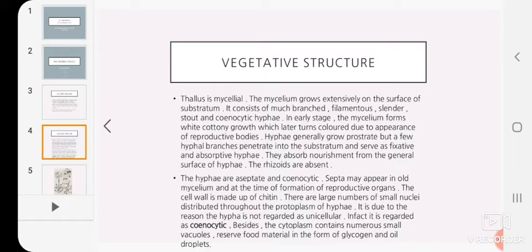And on the vertical hyphae, sporangia are developed which take part in asexual reproduction. Hyphae are aseptate, that means no septa formation, and multinucleate. So this condition is called coenocytic. These hyphae are called coenocytic because they contain a number of nuclei, and they have small vacuoles also, and the food is stored in the form of glycogen and oil droplets.